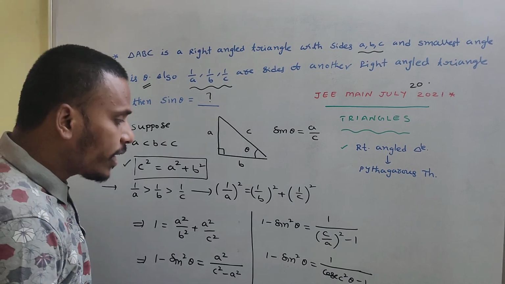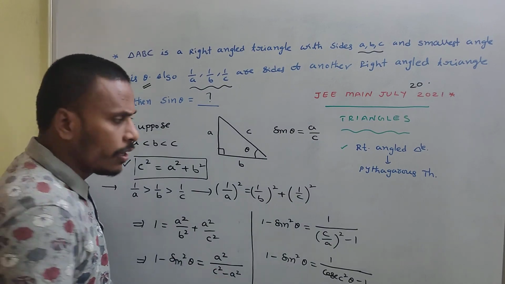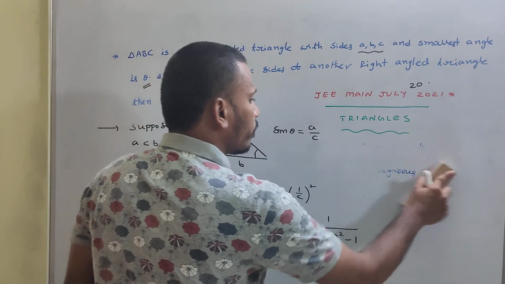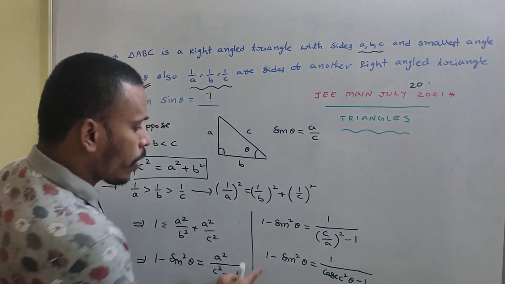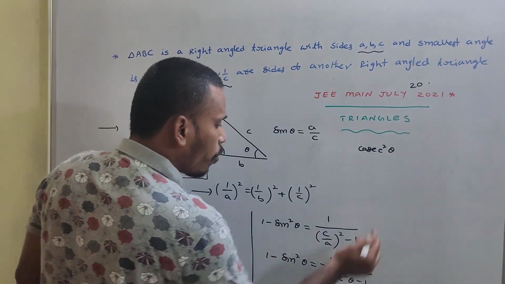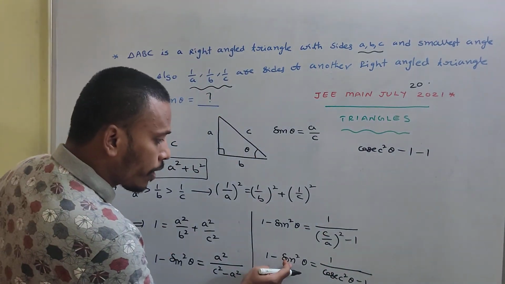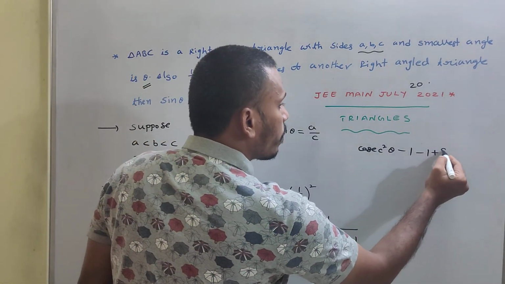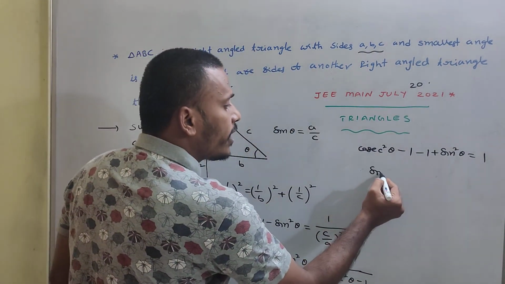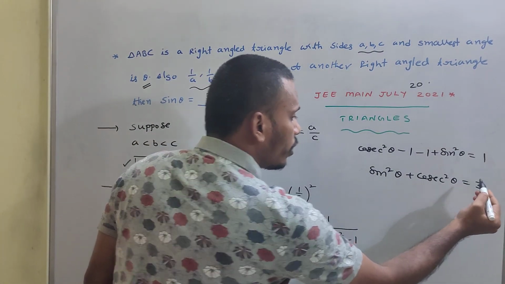Since our task is to find sine theta, what to do? You just do cross multiplication. If you cross multiply, what will happen? I am erasing this for the space concern. So if you cross multiply, 1 into cosecant square theta is cosecant square theta, 1 into minus 1 is minus 1, minus sine square theta into minus cosecant square theta is plus 1, minus sine square theta into minus 1 is plus sine square theta, that is equal to 1. When you rewrite, you get sine square theta plus cosecant square theta is equal to 3.